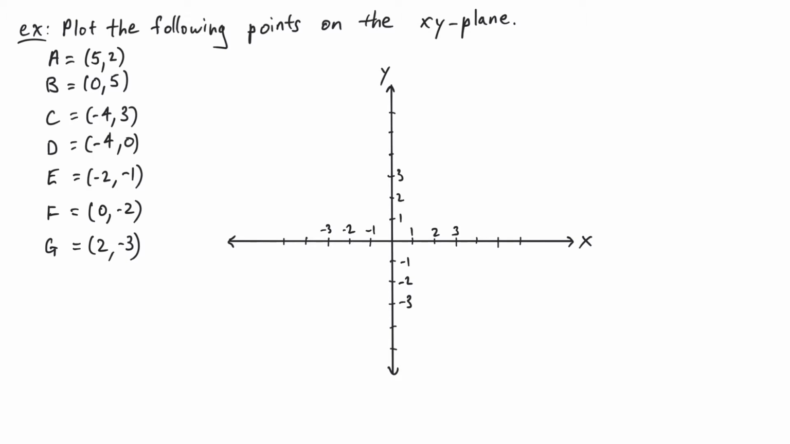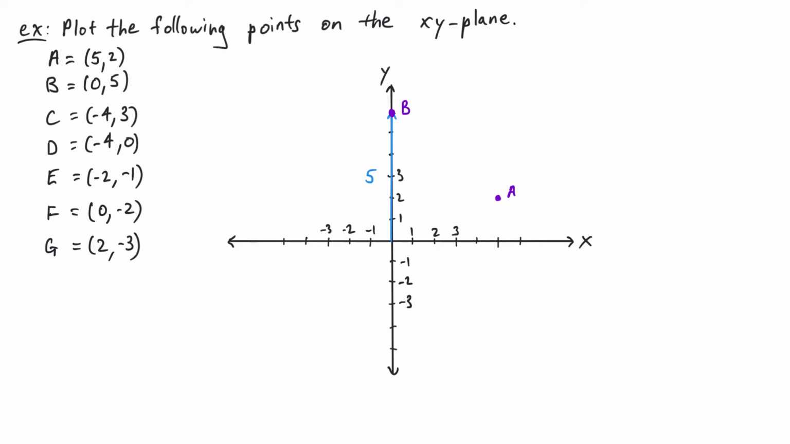Now, if we want to plot the point A, we look at its coordinates. It has coordinates (5, 2). That means we want to start at the origin and go 5 units horizontally in the x direction and 2 units vertically in the y direction. So our point A would be this point here. If I want to plot the point B, we look at its coordinates. The coordinates are (0, 5). This means we'll start at the origin and go 0 units horizontally in the x direction and 5 units vertically in the y direction. So our point B ends up over here.